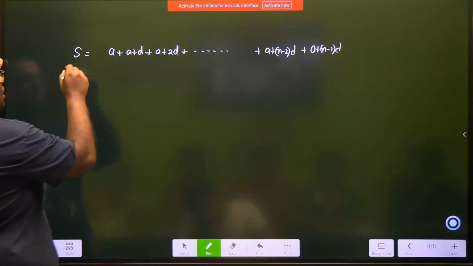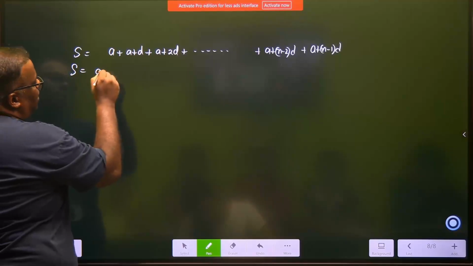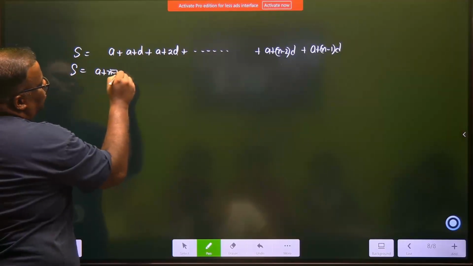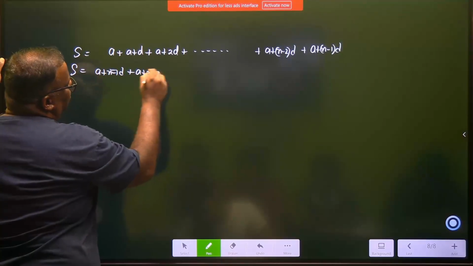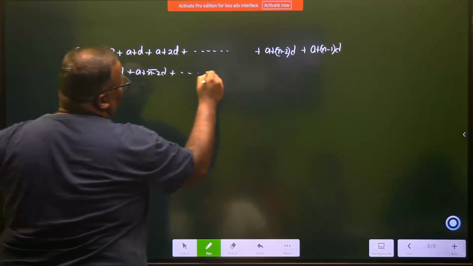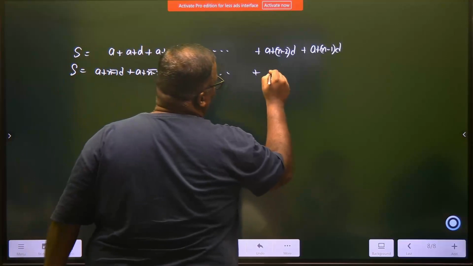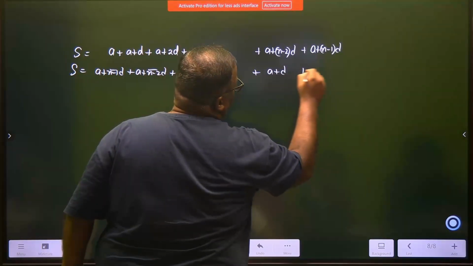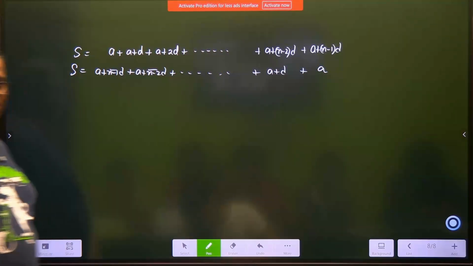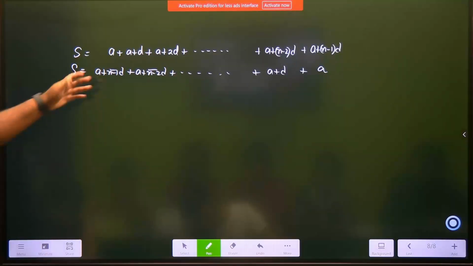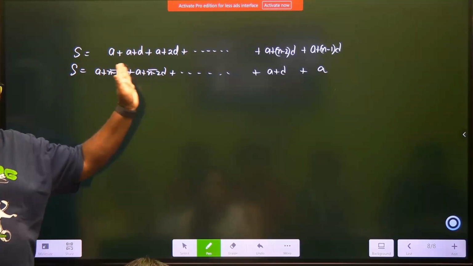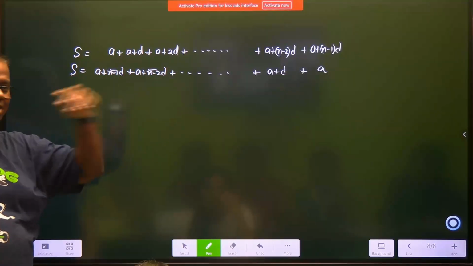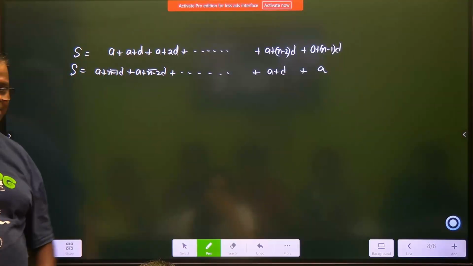So we now write S again. Here we'll write a plus n minus 1 into d, a plus n minus 2 into d, plus dot dot, so this will be how much? A plus d, and this will become a. Clear? No issues? Is it understood? You made a face, did you understand or not? What is this? We wrote the AP in reverse, right? Just like what Gauss did, right?